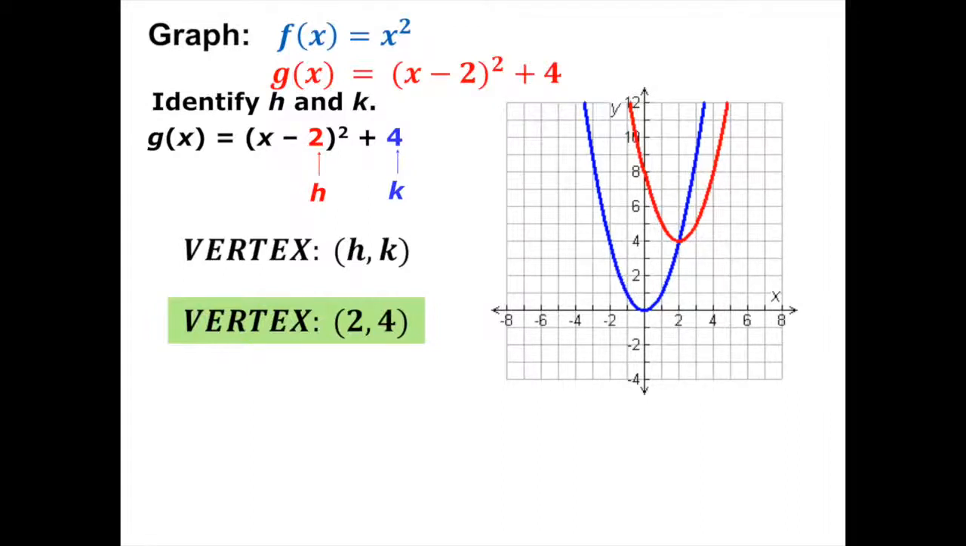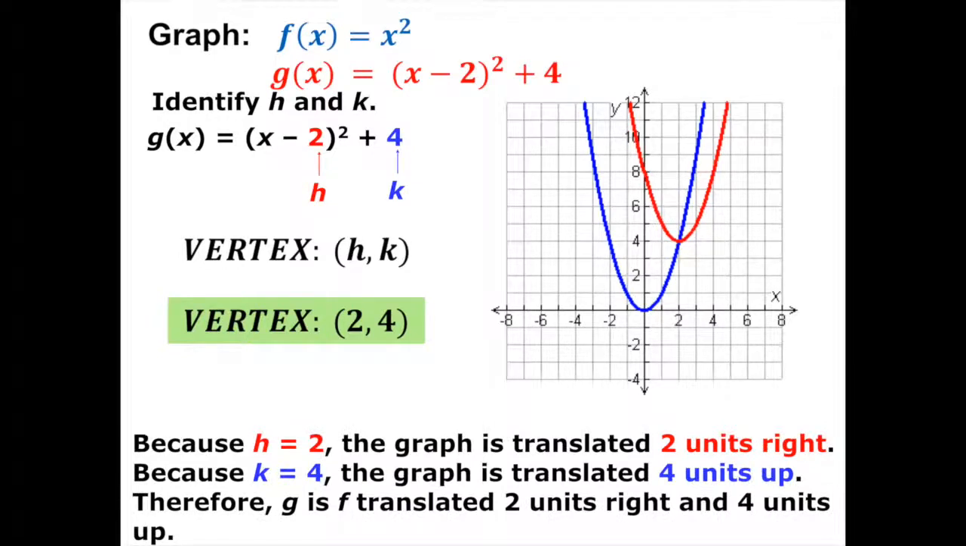Now, what we're going to do is ask for the translations. And the translations here, now remember, the h moves it side to side. That means it's going to go to the right 2 units, because h is positive 2. Then it went up 4 units. That's our k value, went up 4 units.